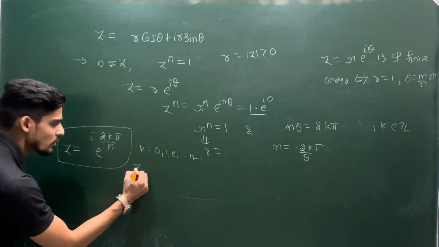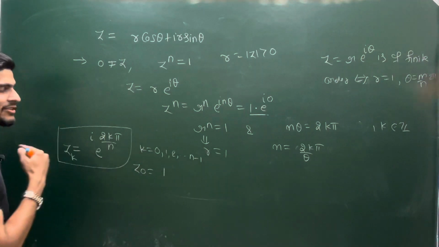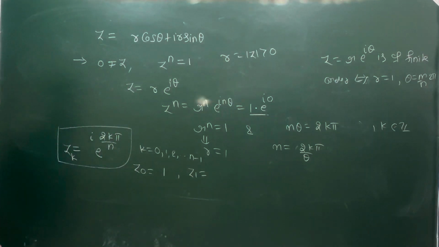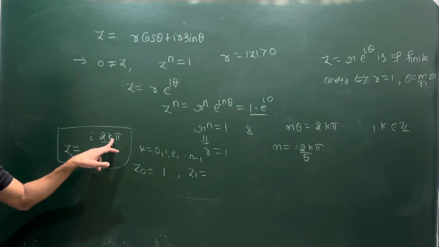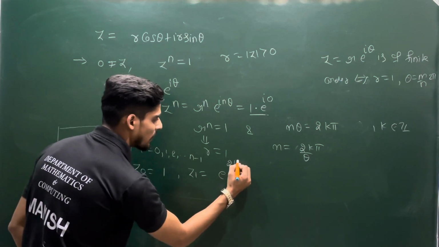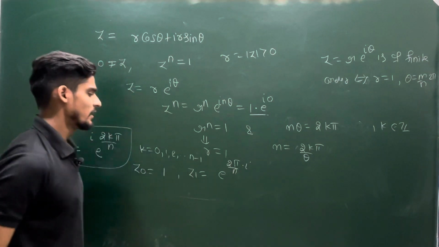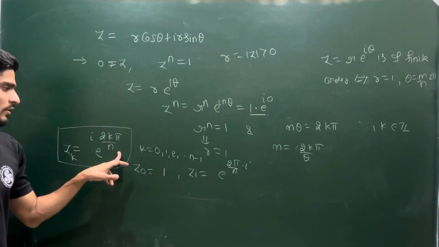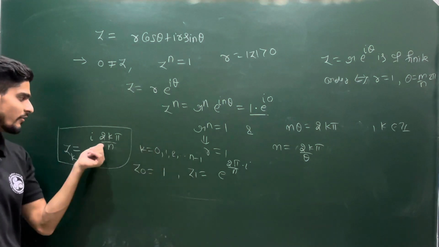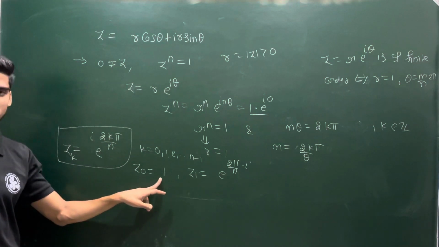Why? Suppose you are seeing zk. z0 will be 1 because e power 0 will give us 1. z1, if you choose k to be 1, will give us e power 2 pi by n into iota. If you take z2, you will get a different value. So till k is equal to n minus 1, you will get different values. If you choose k to be n, then it will be 2 pi I, but e power 2 pi I is 1, so this will start repeating.